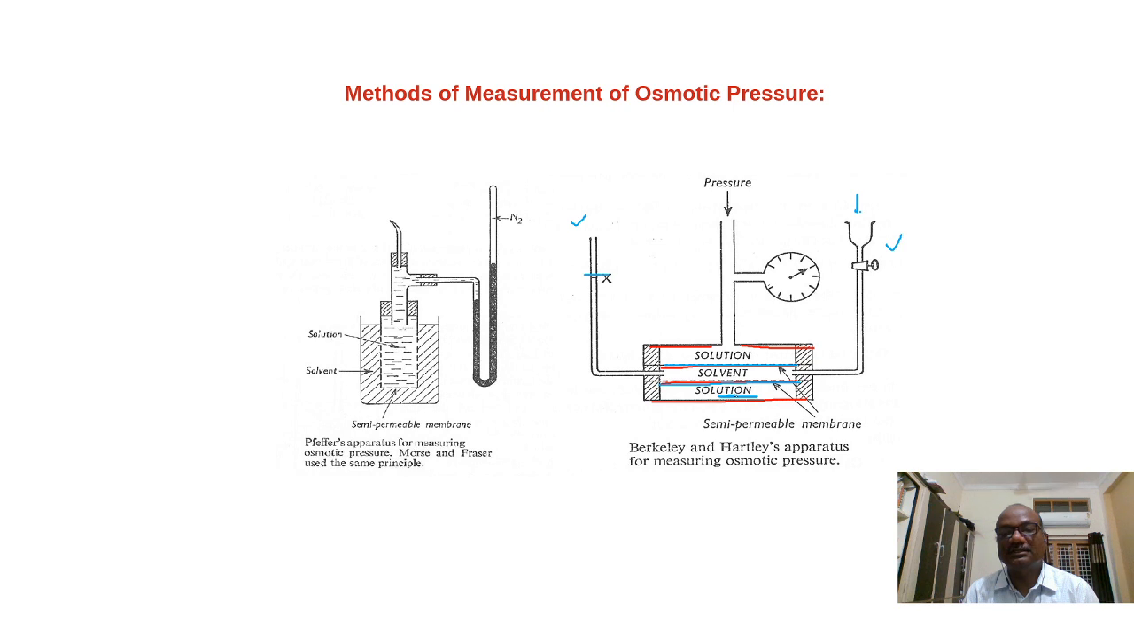The external tube will be filled with the solution. Then the solvent and solution are separated by a semi-permeable membrane. Then osmosis will start. Because of osmosis, what happens? The solvent molecules will move into the solution side, like this.